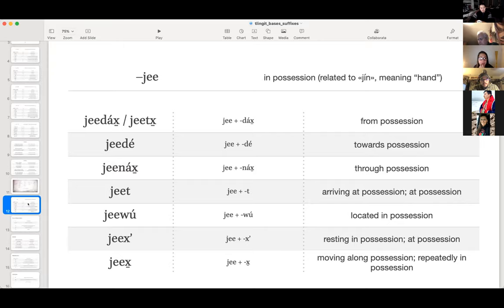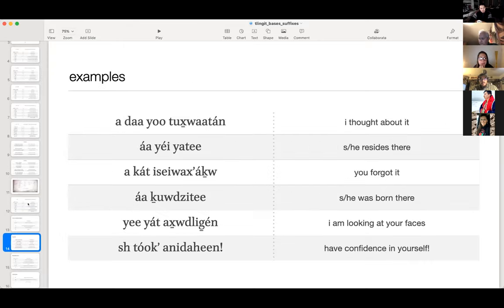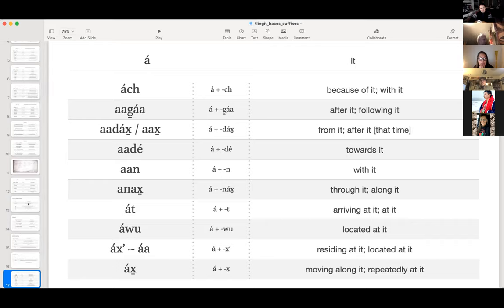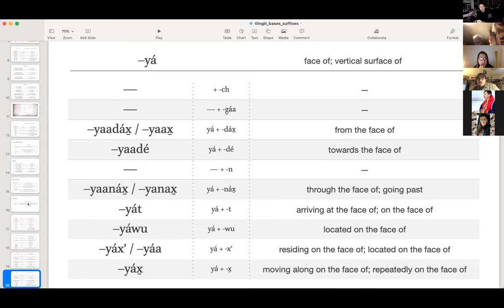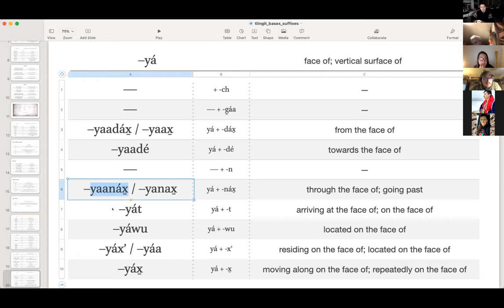Then we'll go down, so you've got G, here's a, sh, ka, ya. So this one is the face of something, the vertical surface. And here you get ya nach. And I would think of it as this one. This is also the one you would use for going past something. Like to say, I drove past your house.